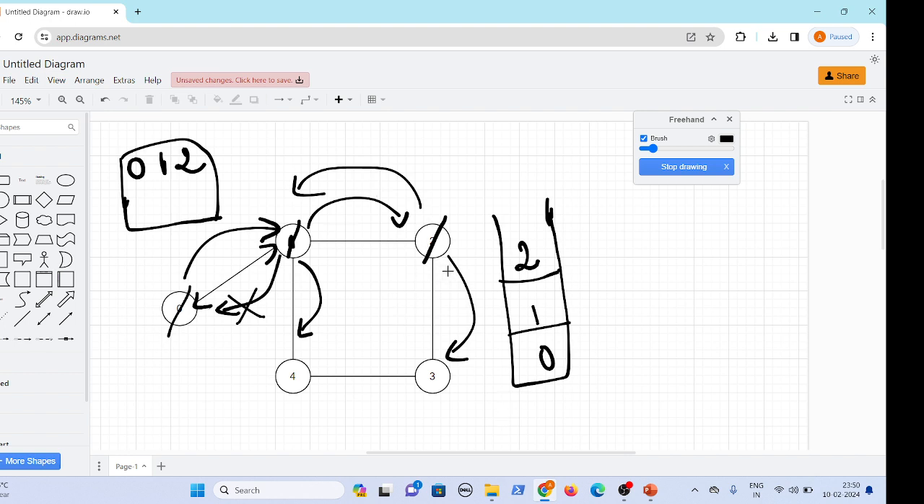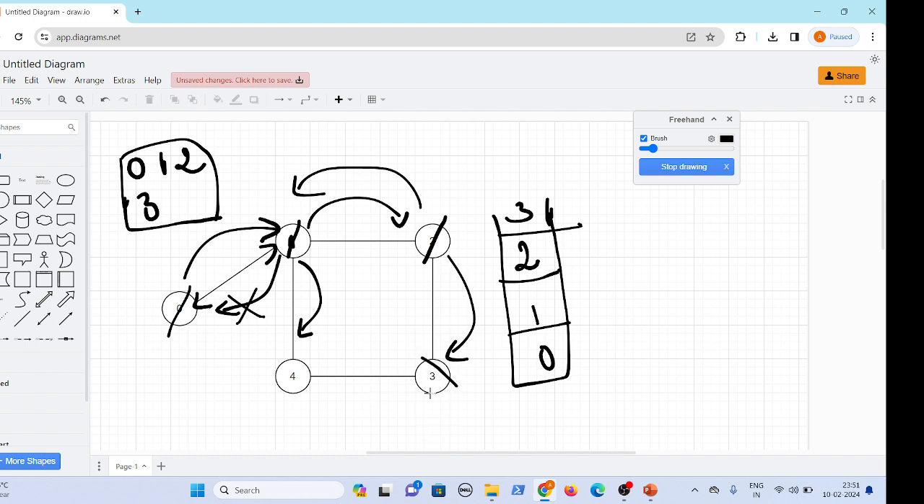Okay. From 2, what is the another vertex? 3. Is 3 in visited set? No. See, it is not in visited set, so I can visit it. I'll add 3 to the stack. Okay. Now I'll make this as a visited. I'll go to 3 now.